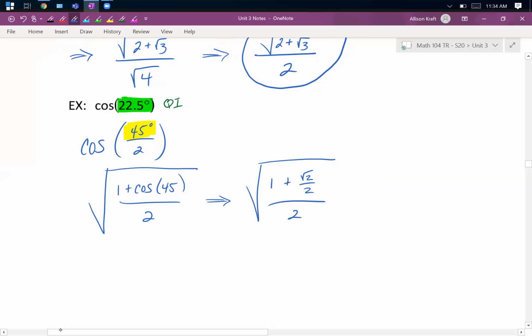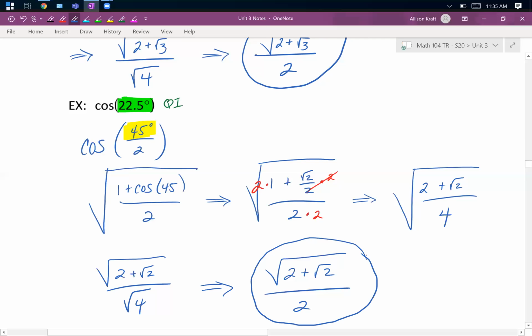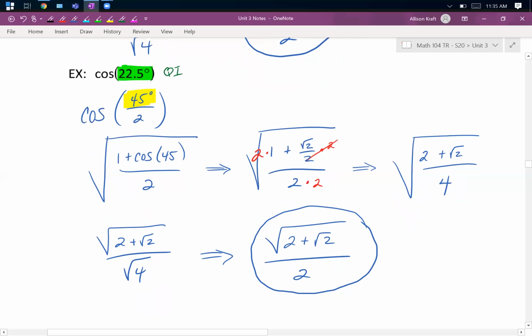We want to simplify the complex fraction. We'll multiply each individual term by the LCD of all the terms. Our LCD again is 2. We get the square root of 2 plus the square root of 2 all over 4. And again, we want to break it up into the square root of the numerator over the square root of the denominator and simplify that perfect square in the denominator. We get the square root of 2 plus the square root of 2 all over 2. Questions, anybody?